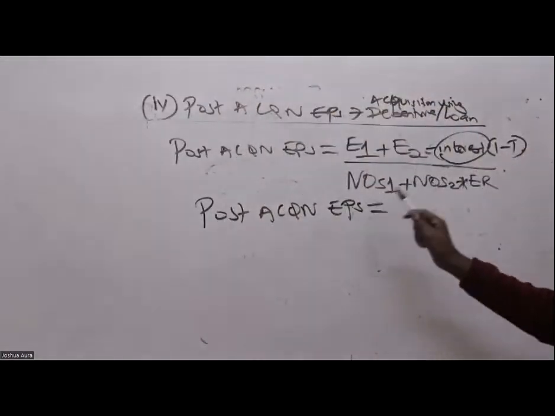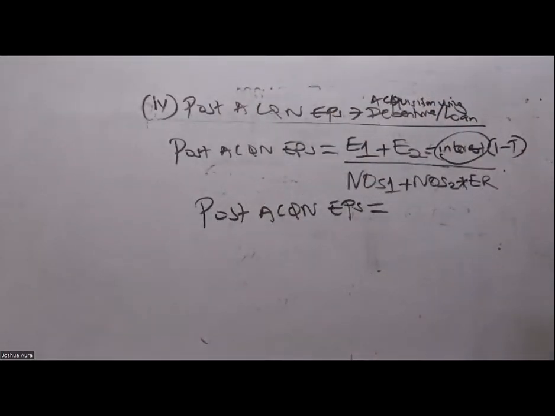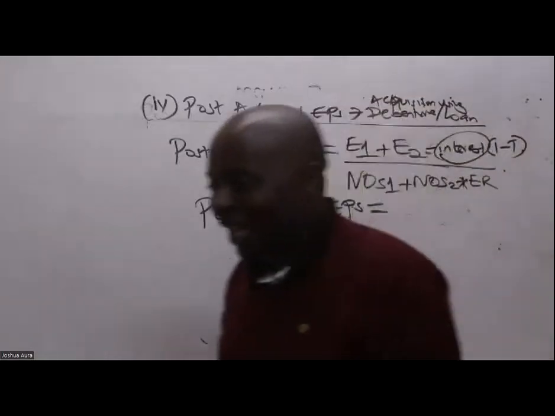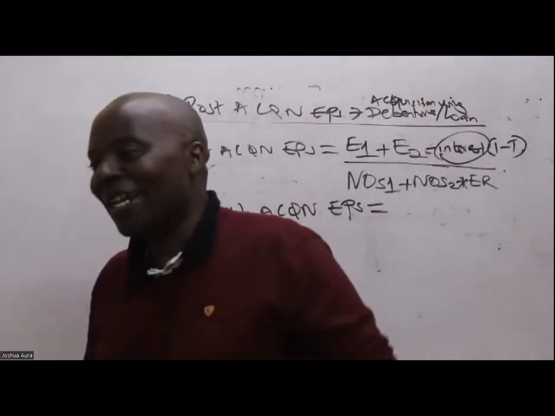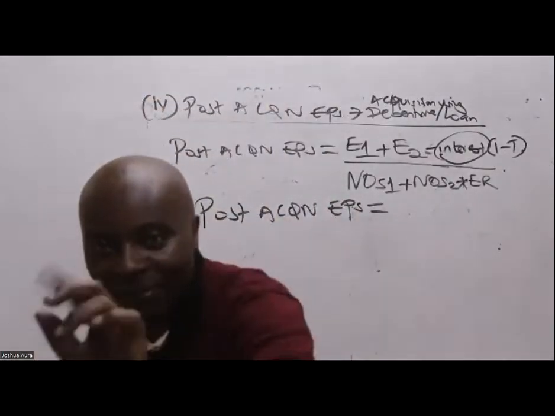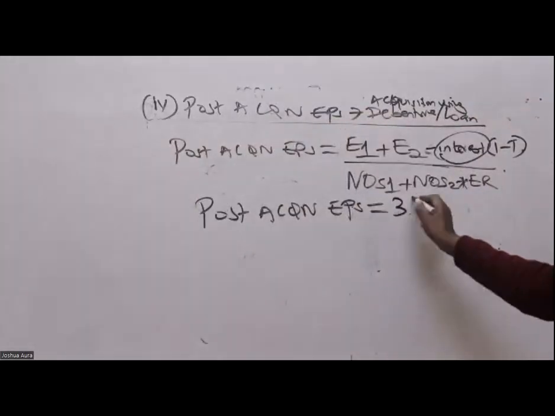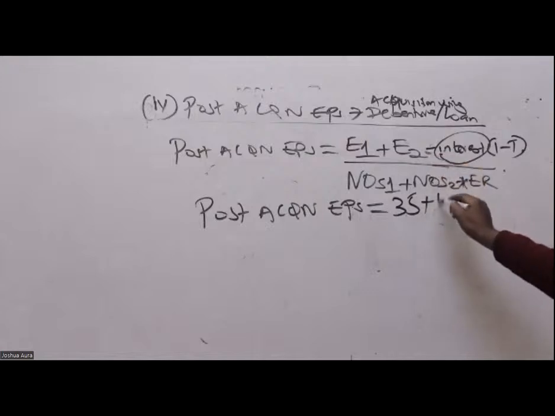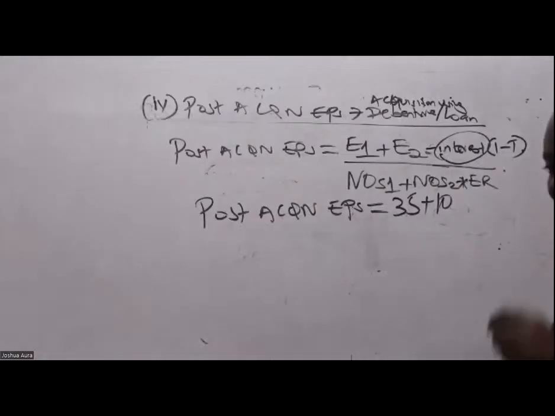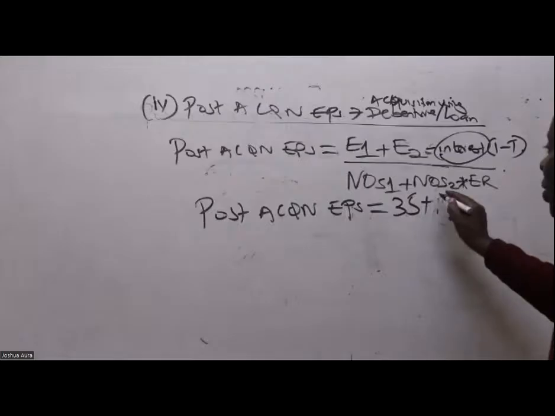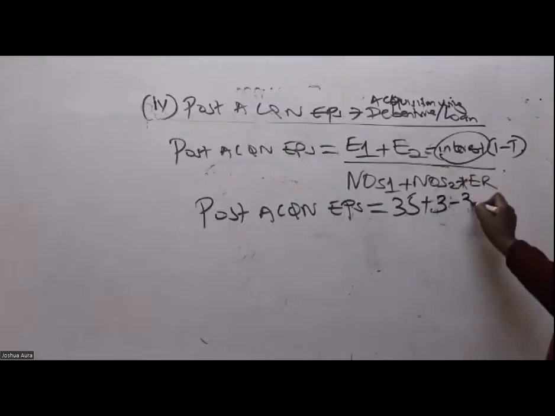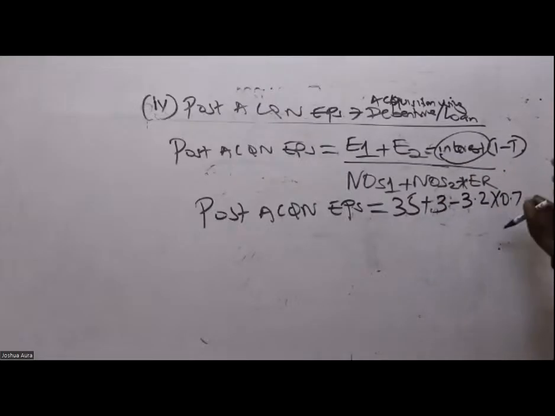So post-acquisition EPS, in this case, is there somebody who is able to give me the earnings of company one? So earnings, remember, is net income of company one. 35. Plus earnings of company two, you had given me a figure of 10. Oh, it's 3. Interest, it's 3.2 times 0.7.